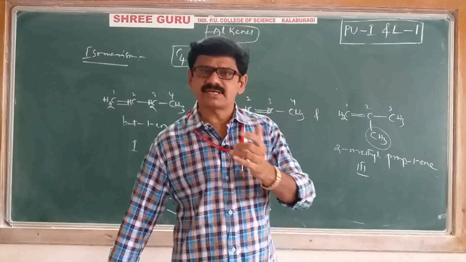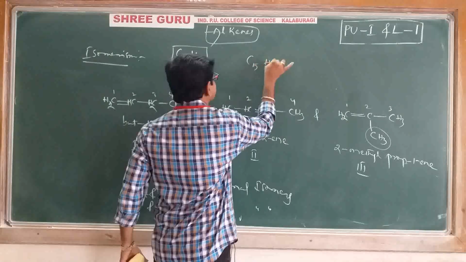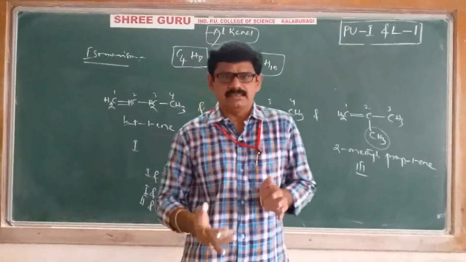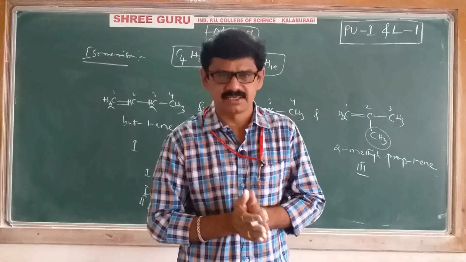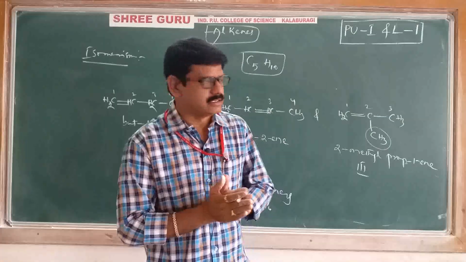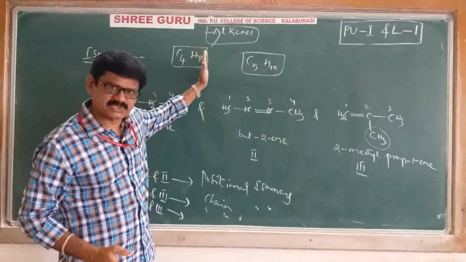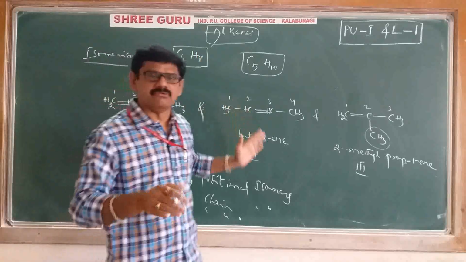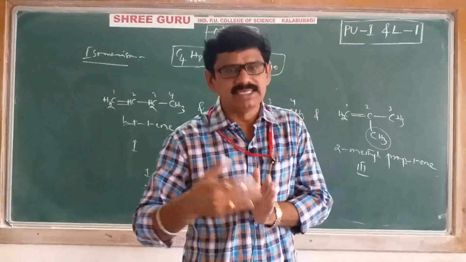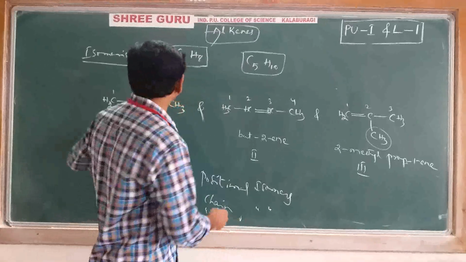Right. Then after completion of butene, the next alkene is pentene, C5H10. Then all pentene possible structures you have to write. You have to think and you have to write. Next, after completion of structural isomers, we will enter into stereoisomerism. Now we'll discuss stereoisomerism, particularly in alkenes.